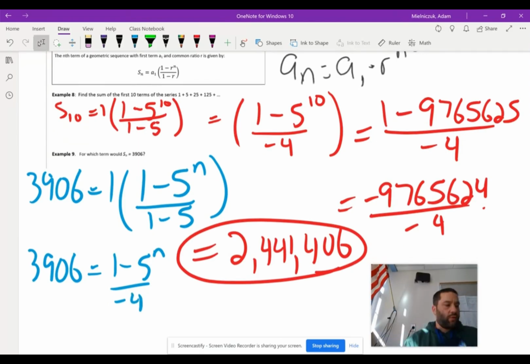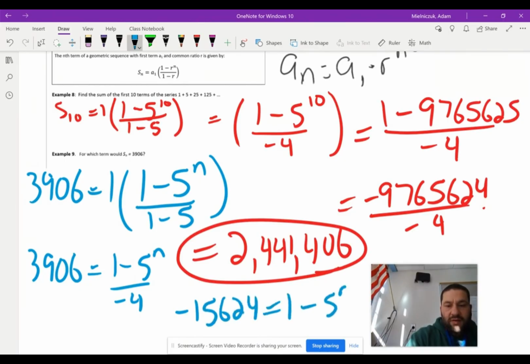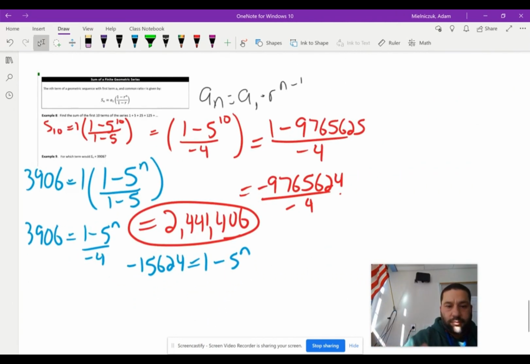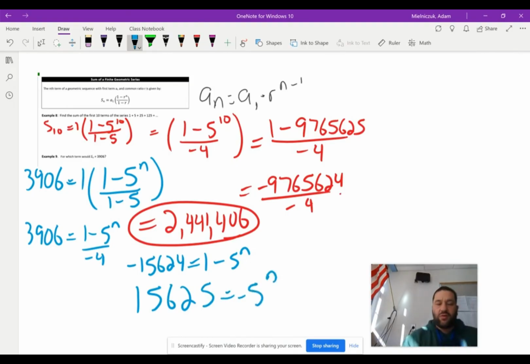Okay, we're going to multiply both sides by negative 4. What are we going to get? 3,906 times 4. So we're going to get negative 15,624 equals 1 minus 5 to the n. We're going to subtract 1 to get 15,625 is equal to negative 5 to the n.